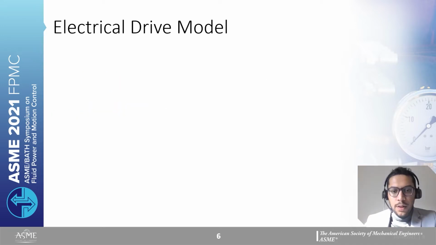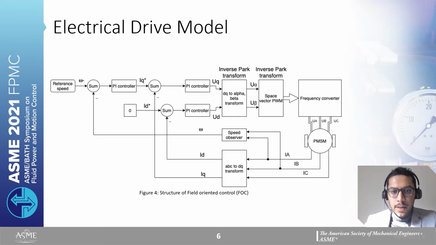Structure of the field-oriented control can be seen here. It consists of PMSM, permanent magnet synchronous machine, and the three-phase is converted to two-phase using geometric projections in order to simplify the control of the system. Two PI controllers are present for electromagnetic flux and torque, and another PI controller is for the speed of the system.